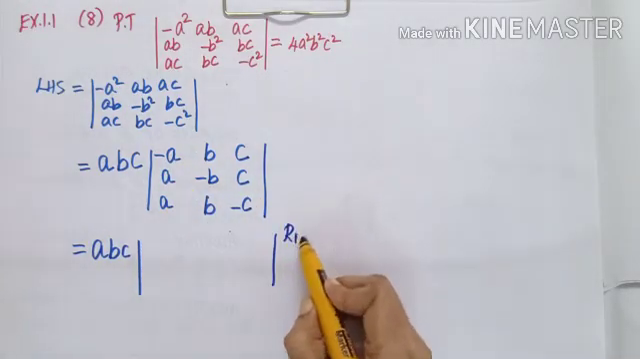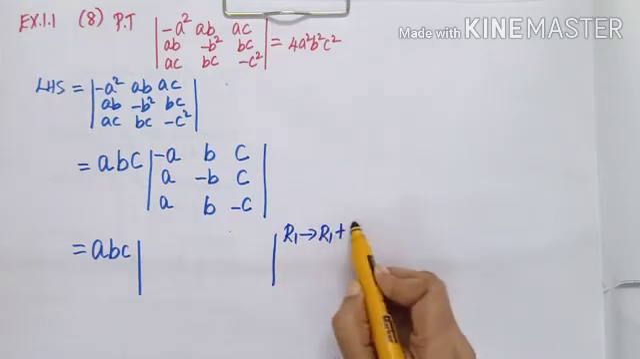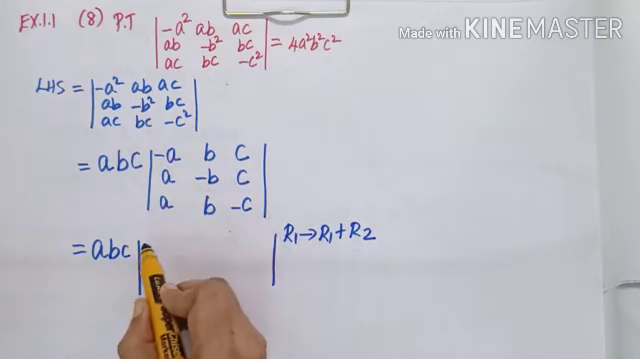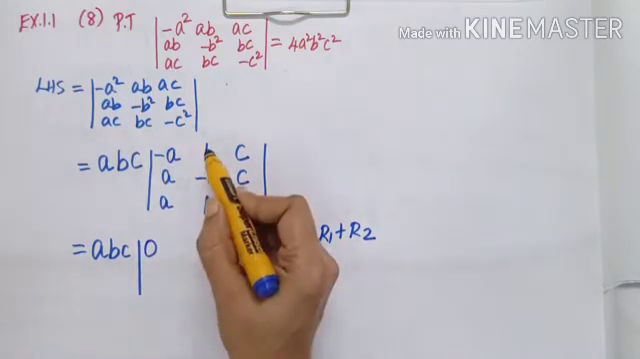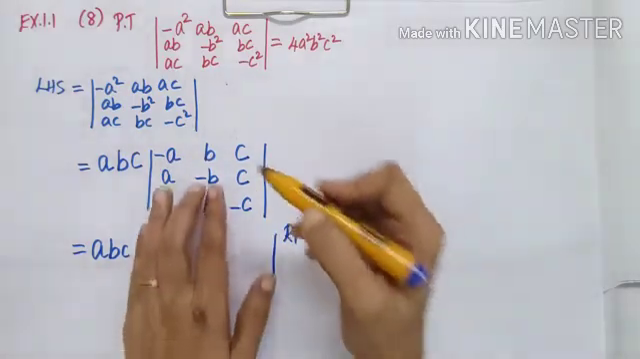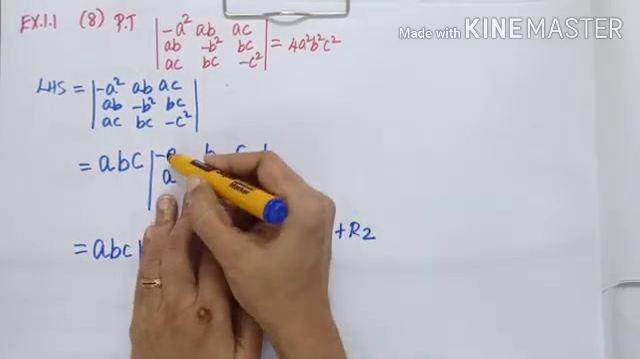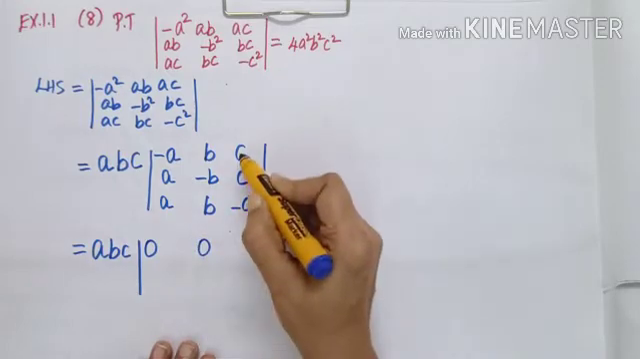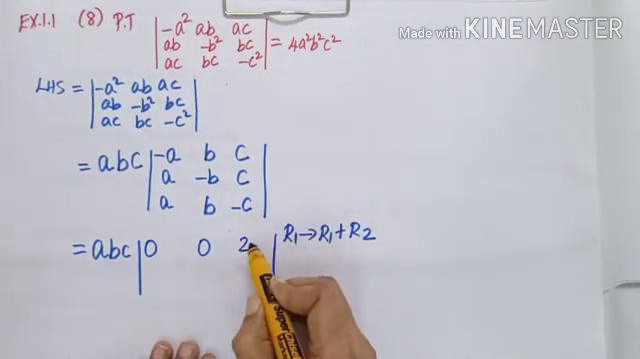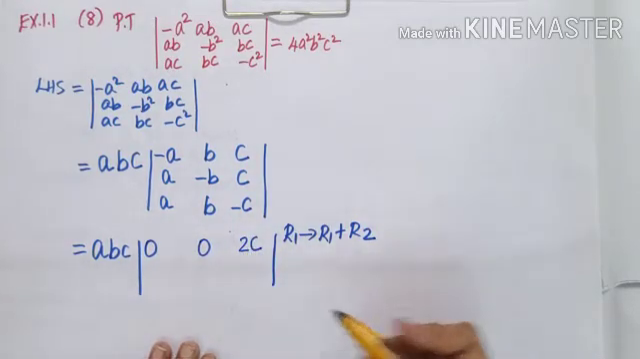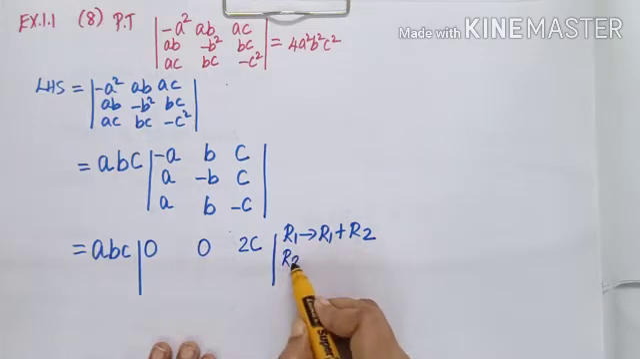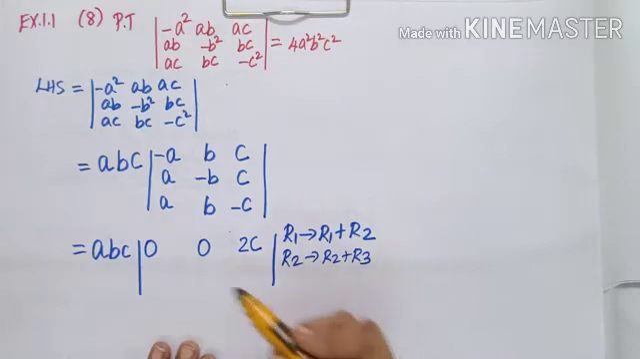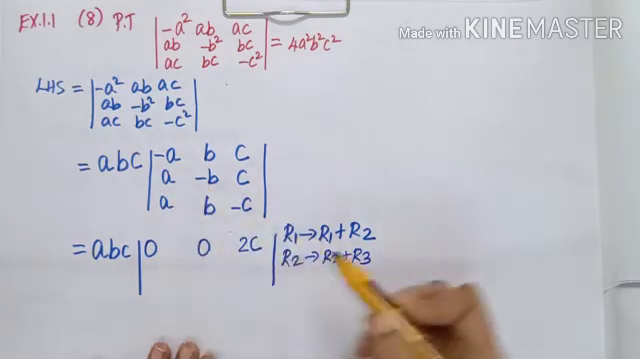So R1 becomes R1 plus R2. So that A minus A will become 0. B minus B. R1 plus R2 means add like this. A minus A 0. B minus B 0. C plus C will give me 2C. Similarly, add R2 with R3. We are adding R2 and R3.